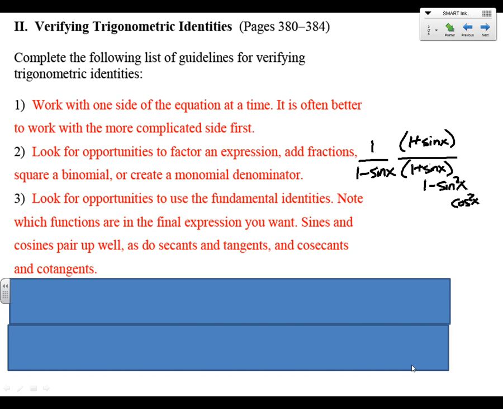Third thing we can do is look for opportunities to use the fundamental identities. Think about which functions are in the final expression. If we have a sine, we might want to use cosines. They pair up. Secants and tangents pair up. Cosecants and cotangents pair up. So what this is really saying is, back on your 5-1 worksheet, we're looking specifically a lot of the time at the Pythagorean identities. So when in doubt, you can use the Pythagorean identities.